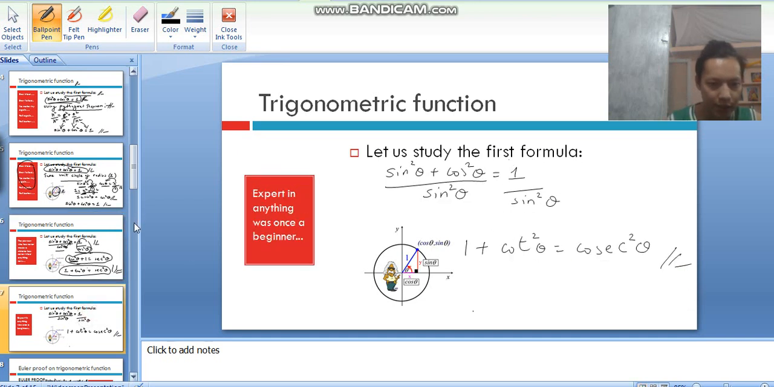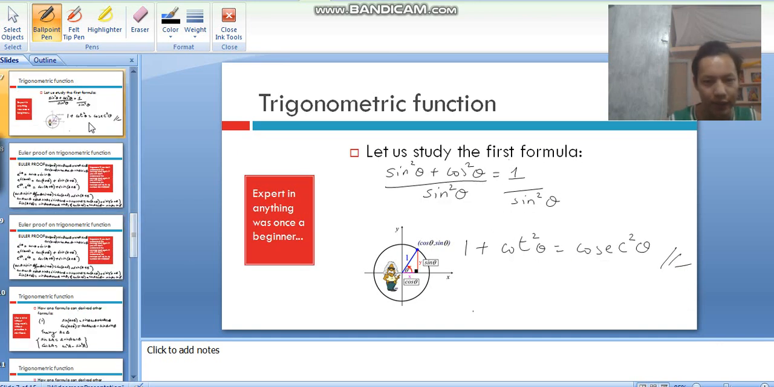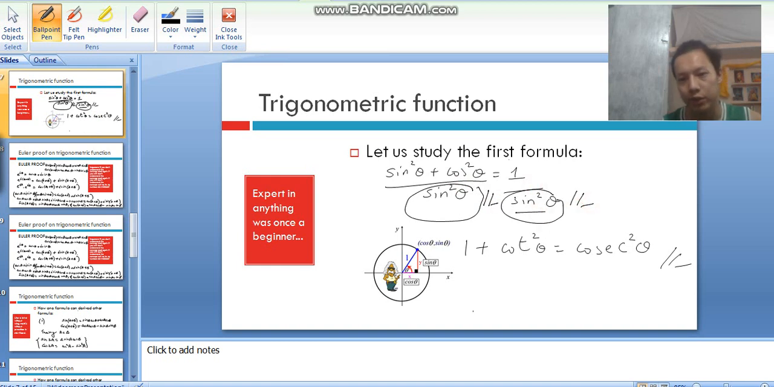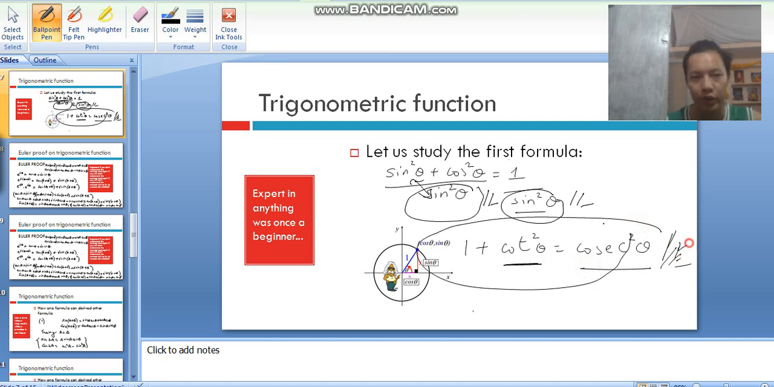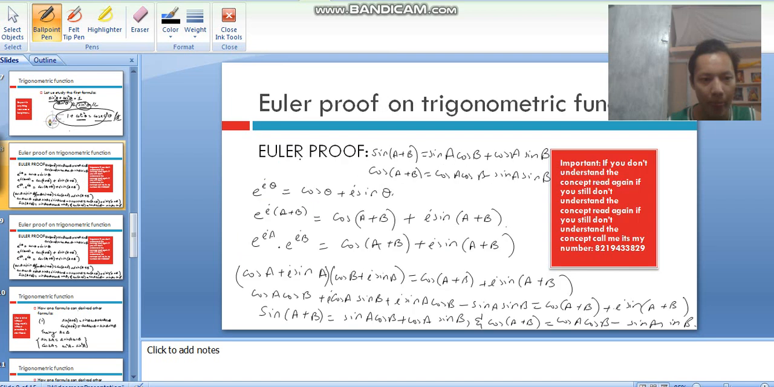My next slide here: we can also divide this equation by sin square theta. Before we divided by cos square theta, so here we divide by sin square theta, and we get sin square theta by sin square theta is 1, and then cos square theta by sin square theta is equal to cot square theta. 1 by sin square theta is equal to cosec square theta. So we get 1 plus cot square theta is equal to cosec square theta. This is also a formula.